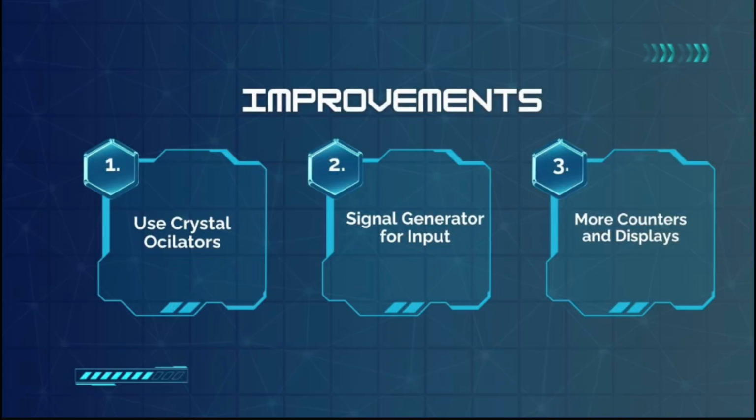There's a lot of room for improvement in this project. First of all, we should have used crystal oscillators, but we couldn't find them, so we had to opt for 555 timer ICs. Moreover, we should have used a signal generator for input instead of a trainer board, and we could have added more counters and displays for greater range, more than 1000 Hz.